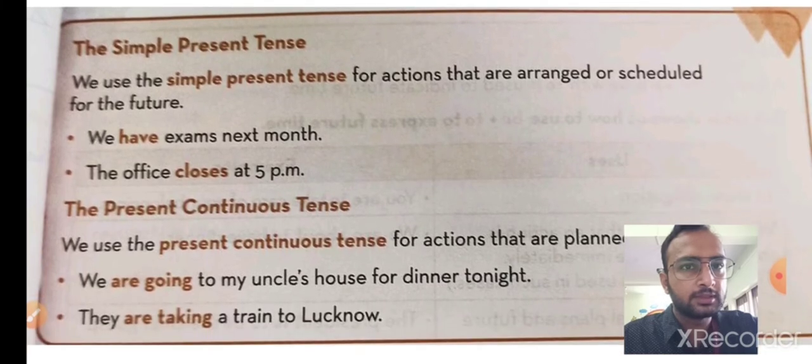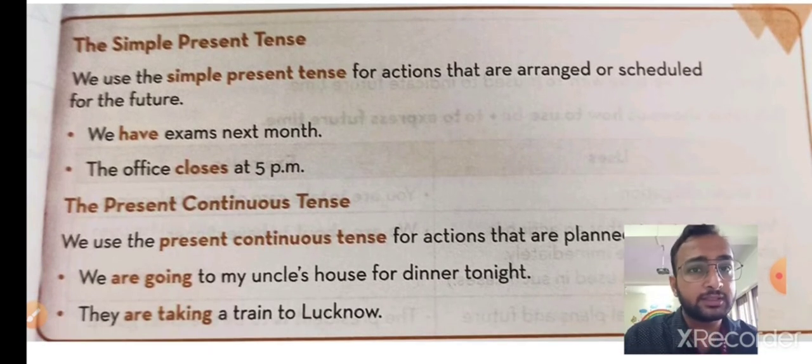So let us move further. The simple present tense. We use simple present tense for actions that are arranged or scheduled for the future. We have exam next month. The office closes at 5 p.m. So simple present tense is for the actions that are arranged or scheduled for the future. So the action that the office will be closed at 5 is going to happen soon.